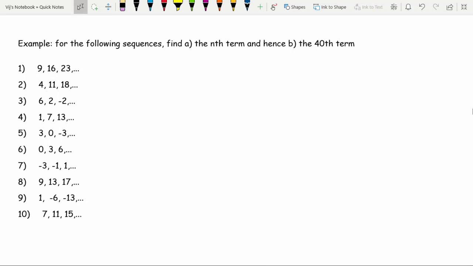So, looking at the first one, number 1. Now I'll try and colour code these. So number 1, we've got 9, 16 and 23. The first thing I want to do is work out the difference between each term, so I can see it's going up in plus 7. So that means that 7n is going to be in the formula. And then I need to decide what I need to get from 7 to the first number in the sequence, which is 9. Well, I need to add 2, so that would be 7n plus 2.